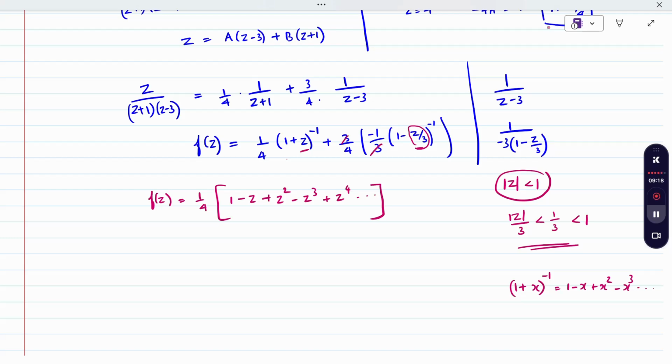So minus 1 by 4, only the minus symbol I can use. So 1 by 4 is commonly taken. In this also I have 1 by 4, in this also I have 1 by 4. This term I will write as minus half. So commonly it is taken outside. Now the second term when I write it, it's the same formula, (1 minus x) the whole power minus 1, where x is now z by 3. Every term will be plus.